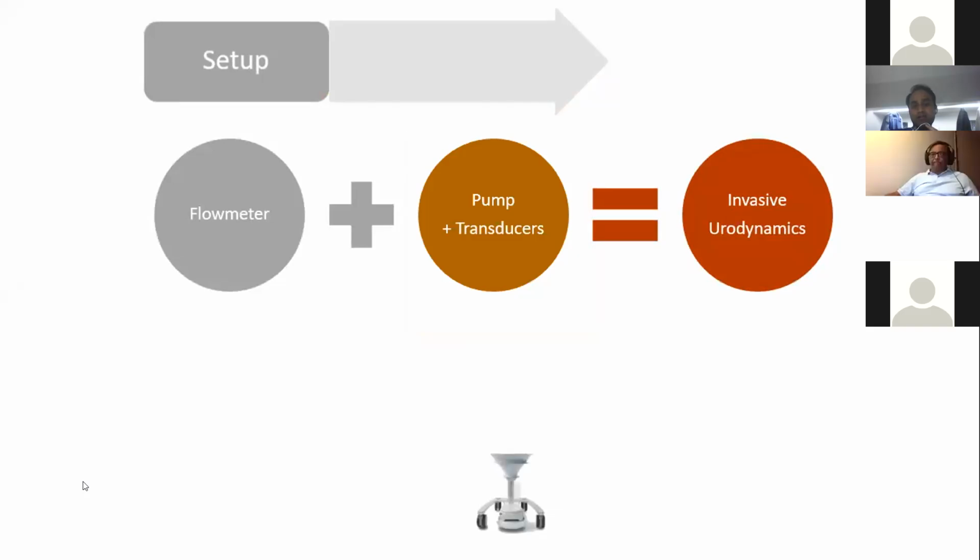So in urodynamics, if you have just the uroflow meter, this is the flow meter, and this will be your non-invasive test, the uroflowmetry. But when we combine the uroflowmetry with the pump and the transducer, we have the filling phase, and together we get the invasive urodynamics.